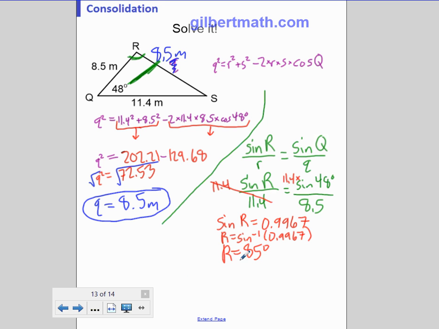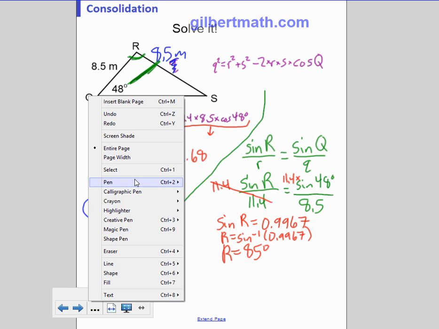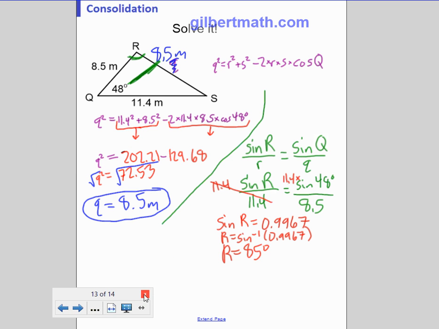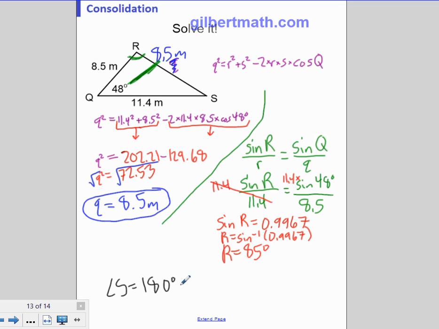On my calculator, I hit shift sine of my answer, and I get that angle R equals 85 degrees. From here, we have one more angle to find, and that's angle S. So angle S equals 180 degrees, that's what's in a triangle altogether. We subtract 48 degrees, that's angle Q, and we also subtract angle R, which is 85 degrees. If we do that, we get that angle S is 47 degrees.